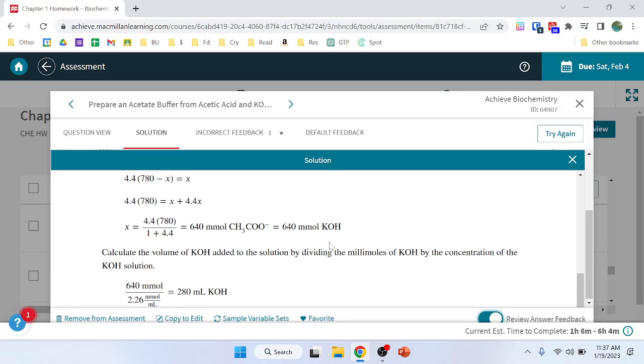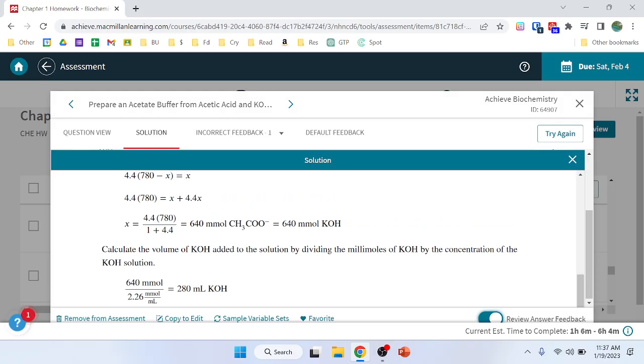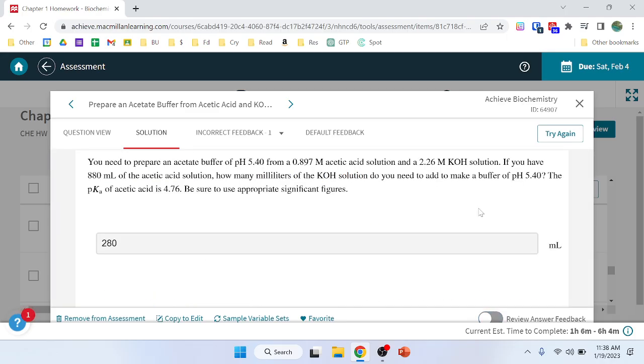Okay, so we have the 642 millimoles of KOH now. Okay, so now we need to get that into milliliters. And to get that into milliliters, we need to divide it by its molarity, right? Its concentration. So we divide by our concentration, which is 2.26. That would give us a number that's 284.2 essentially, in this case. That's the number of milliliters.